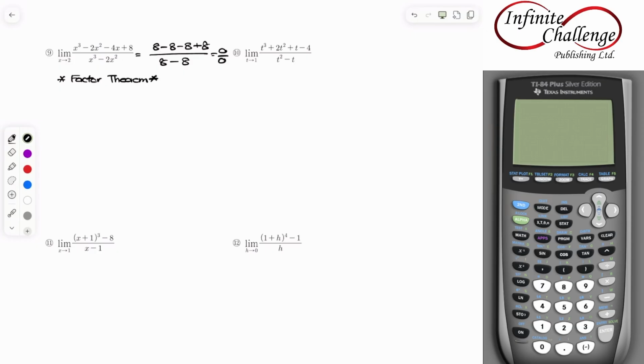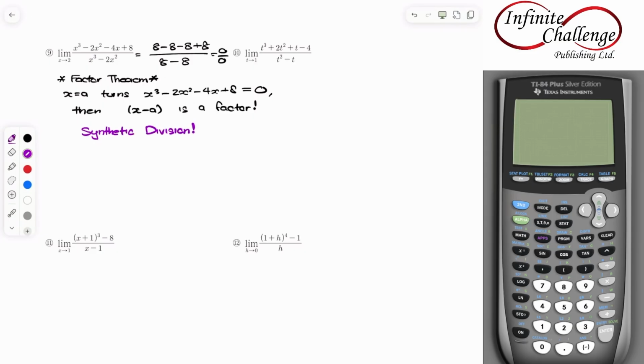where if a value of x turns a polynomial into 0, that is indeed a factor. So if x equals a turns x cubed minus 2x squared minus 4x plus 8 into 0, then x minus a is a factor. And in this case, x minus a is going to be x minus 2. But how does that factor the polynomial in the numerator here? Thankfully, we're going to use what's called a synthetic division process. Don't you remember it? Well, let's go through the motions, see if it can refresh your memories.